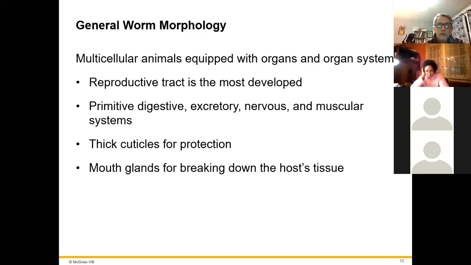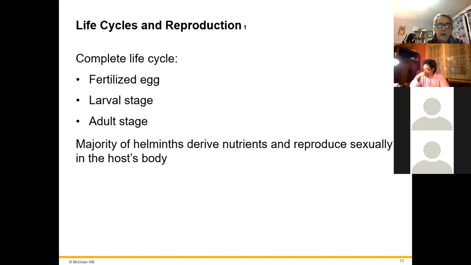General worm morphology: they're multicellular animals. They have organ systems. They have a reproductive tract that is the most developed. They have a primitive digestive, excretory, nervous, and muscular system. They have thick cuticles for protection. They have mouth glands for breaking down host tissue. Their life cycle would be a fertilized egg, which becomes a larval stage and then an adult stage. The majority of helminths derive nutrients and reproduce sexually inside the host body.